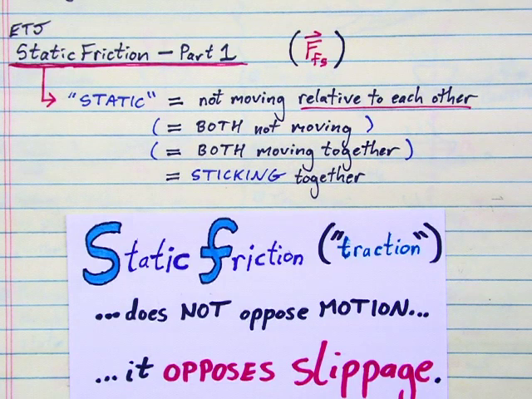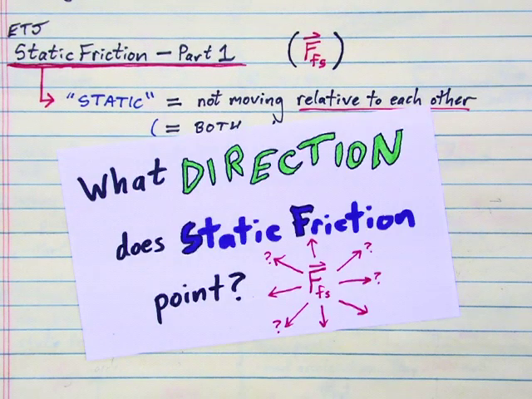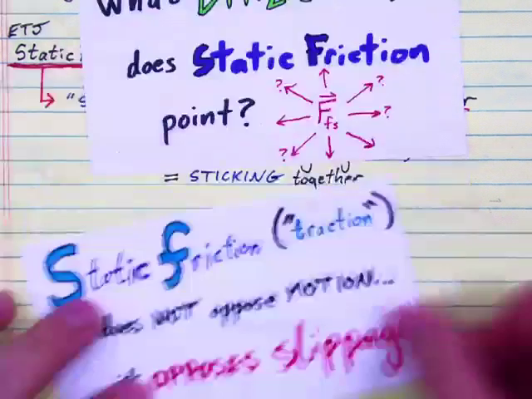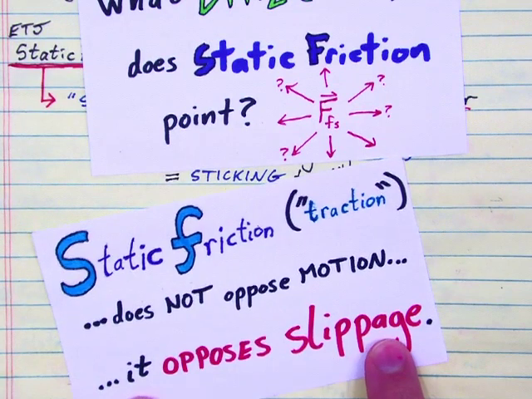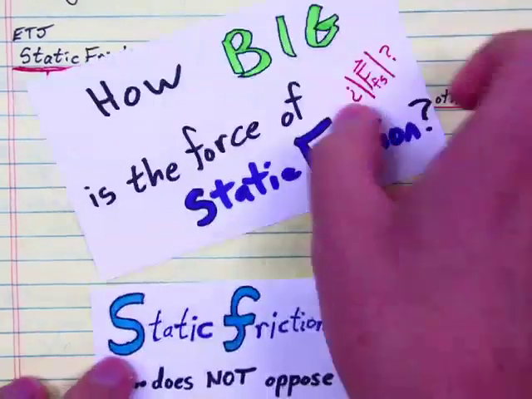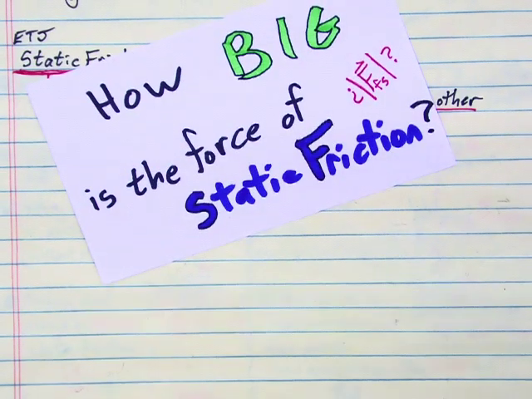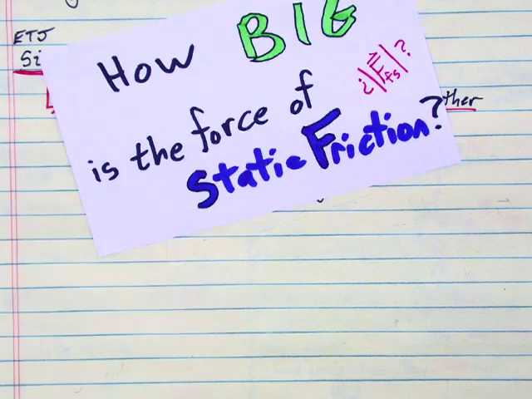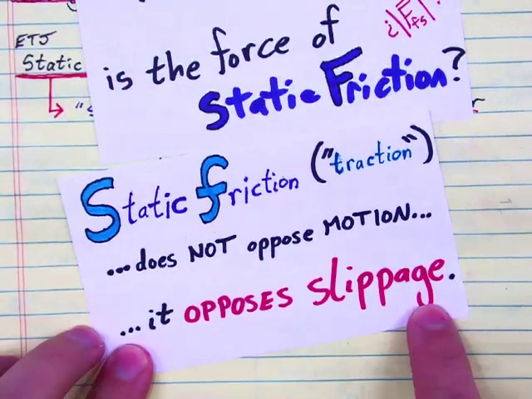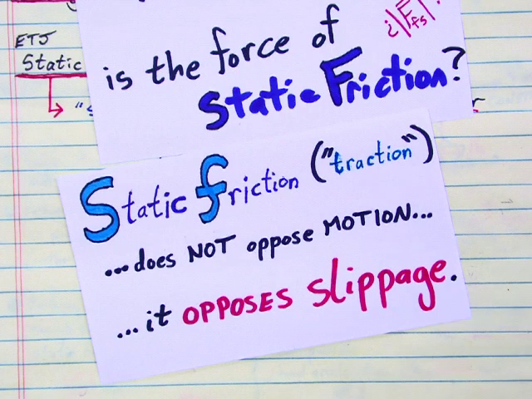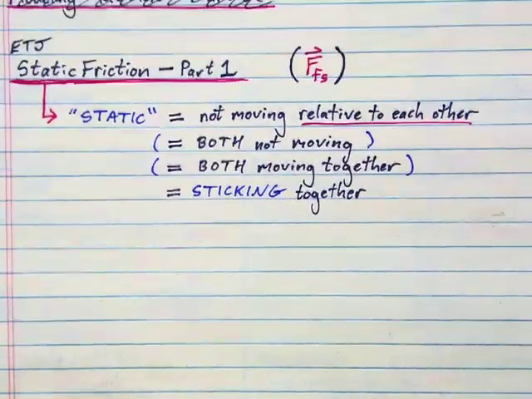F_S for static friction. If you ask, what direction is static friction pointing in a given situation? Well, whatever direction it needs to point to oppose slippage. How big will static friction be in any given situation? Well, as big as it needs to be to oppose slippage, up to some maximum value. Let's look at a couple of example cases.